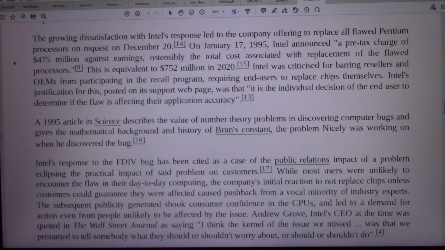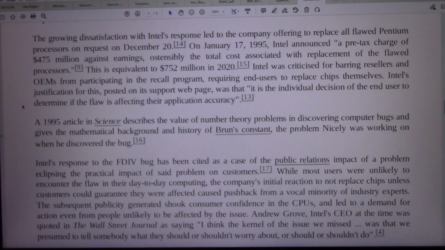Intel was criticized for barring resellers and OEMs from participating in the recall program, requiring end users to replace chips themselves. Intel's justification for this, posted on its support web page, was that it is the individual decision of the end user to determine if the flaw is affecting their application accuracy.